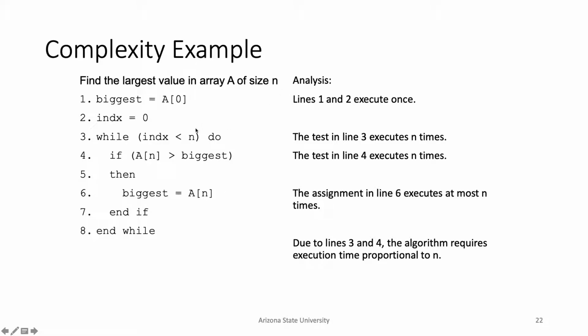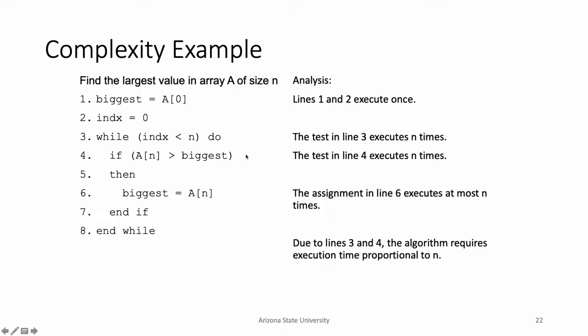But is that true? What if the biggest element is at the front? So we find it, so we set it up here. Will this if statement right here ever be true? No. So then in that case, will this biggest equal a of index line ever be executed if the biggest element's at the front? No. So what should we say about the runtime when I said 3n plus 2?